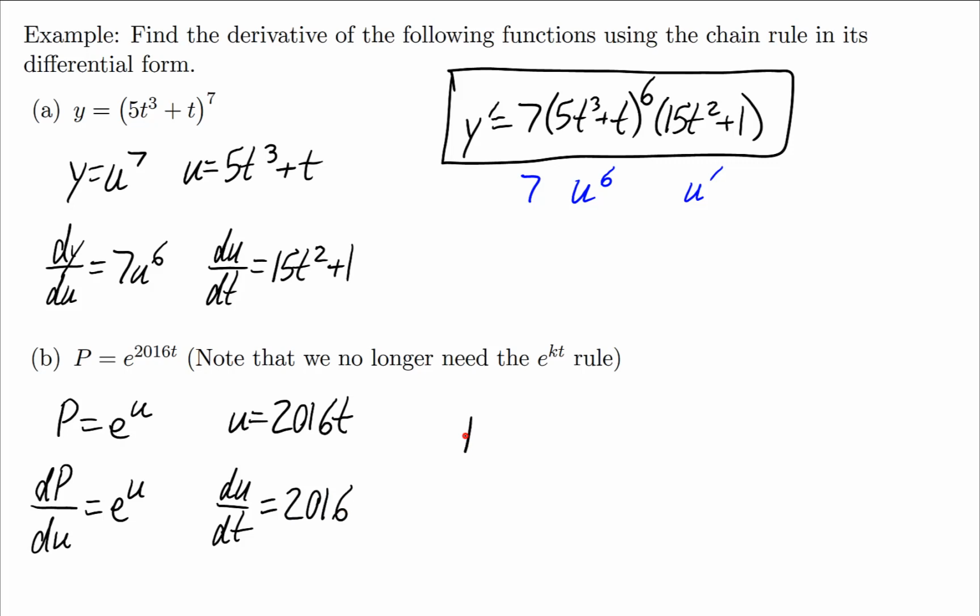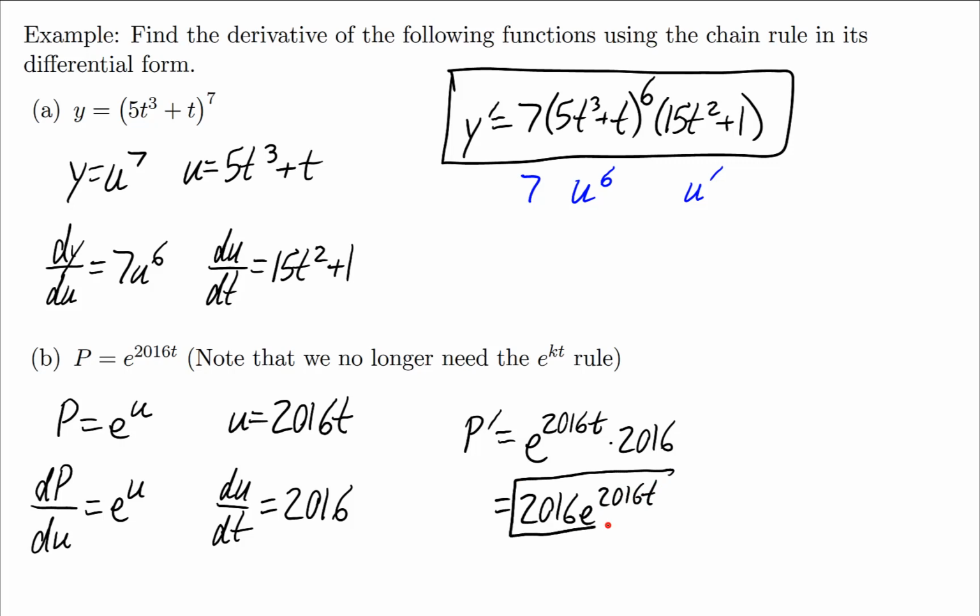Now let's do the same thing. P prime will be the derivative of the outside. The derivative of the outside was e to the u, but again I want to put my u back in, the 2016t, times the derivative of the inside, which is your 2016. And I'll rewrite that a little bit as 2016 e to the 2016t. Which shouldn't surprise you. If I was to solve this using e to the kt, I would get k e to the kt, and that's exactly what I have here. So if you don't like that e to the kt rule, you actually don't have to keep it memorized. You can just use the chain rule.